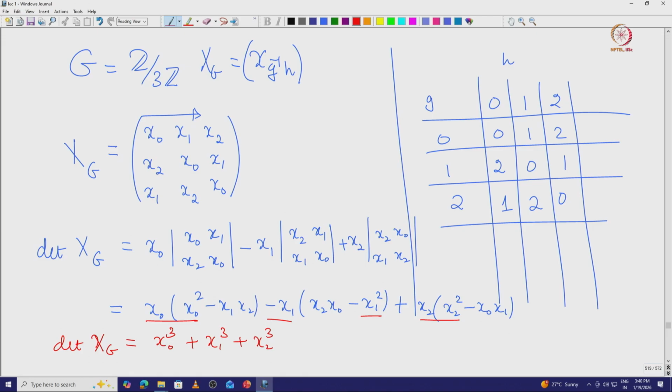Then minus, so you get x naught, x1, x2 here, and then x1, x2, x naught here, and then here x2, x naught, x1. So there are 3 terms there you get, which is 3 times x naught x1 x2. So this is the term that you are going to get as the determinant.